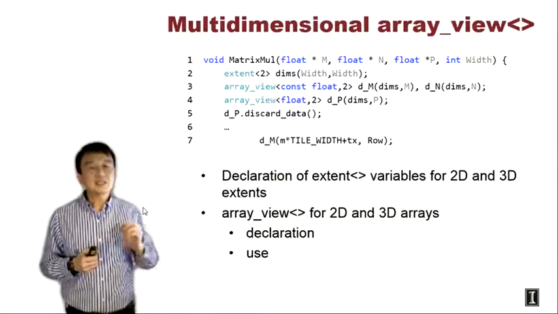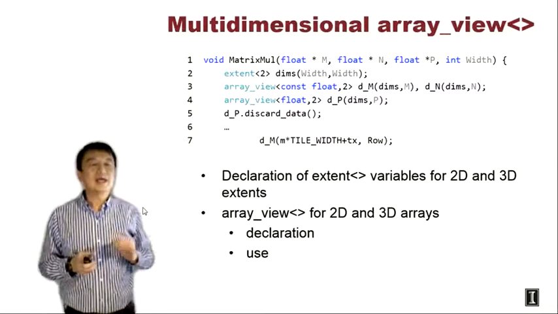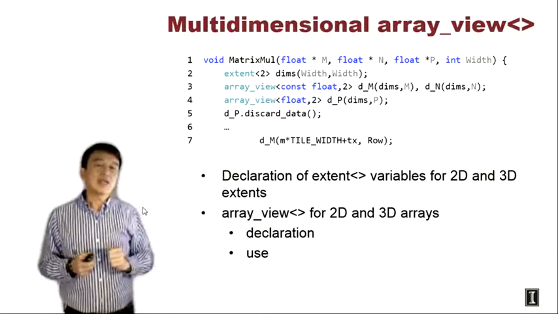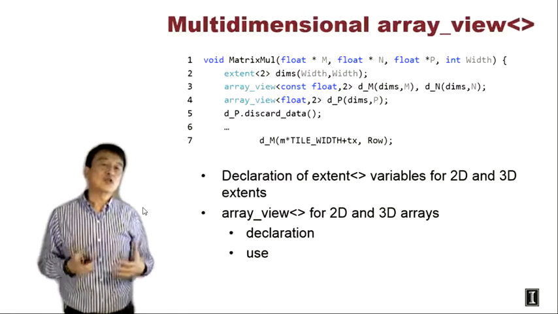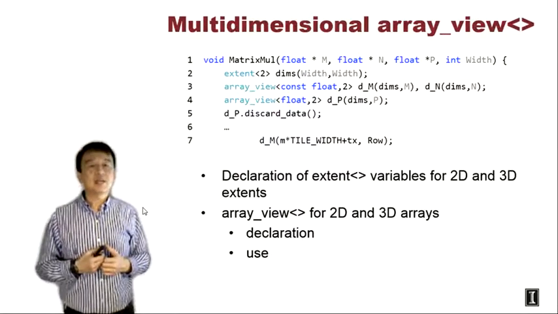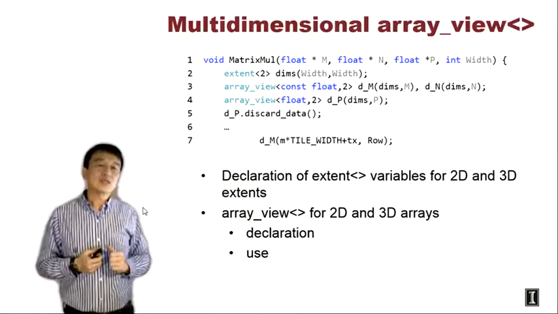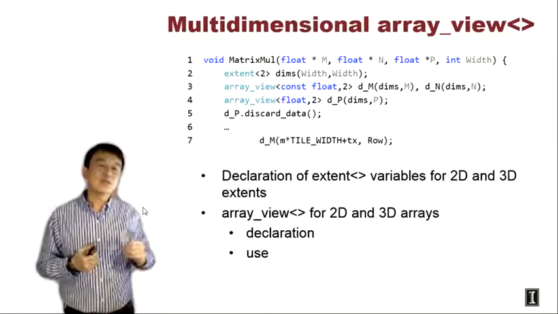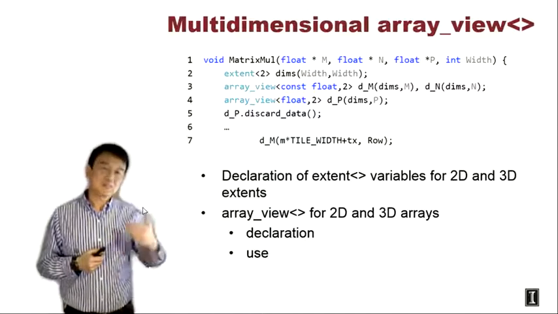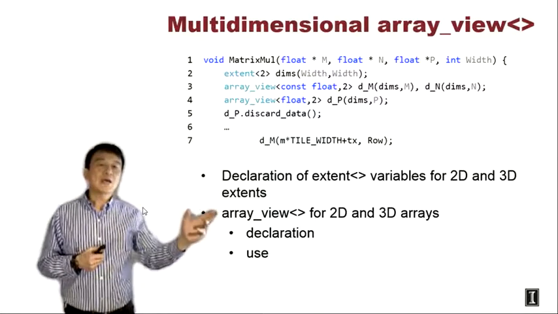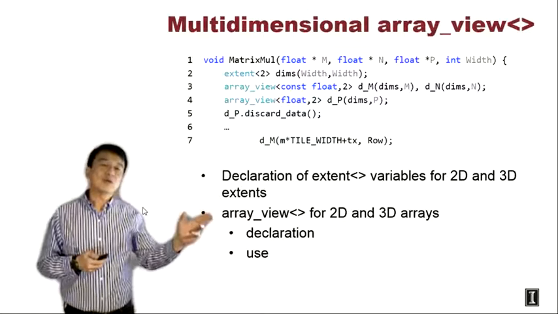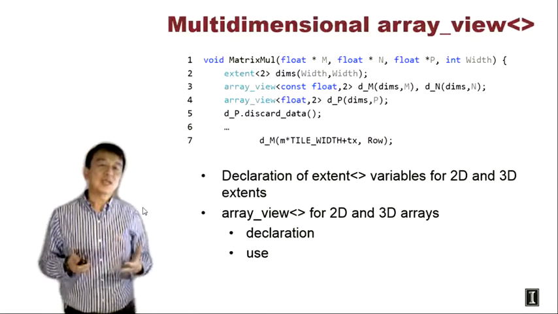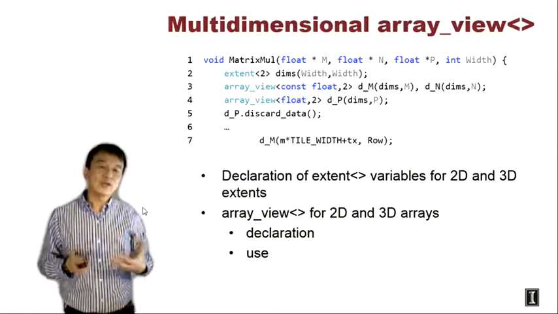And this makes the C++ AMP code much more elegant than the C code or CUDA code, because now we can access these 2-dimensional arrays with 2-dimensional indexing format. So this allows us to declare extent variables for 2D and 3D extents. Here we show a 2D example. It should be obvious for you to be able to generalize into the 3D situation. We also showed how the array view for 2D and 3D arrays can be declared and used, and you should be able to easily extend this into a 3-dimensional case.